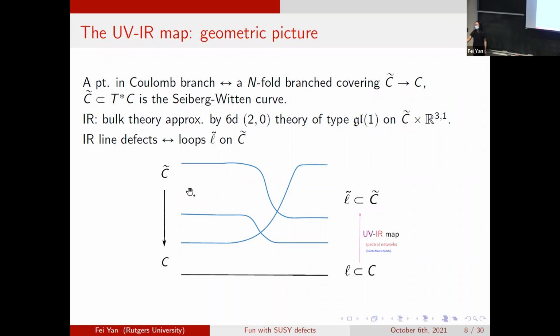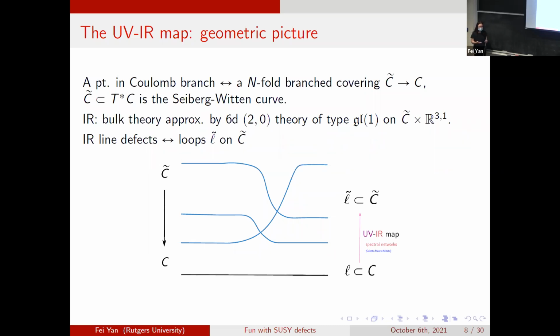Now, similarly, the line defects in the infrared theory will also correspond to loops on L tilde upstairs on this covering C tilde. So geometrically, this UV-IR map for line defects, I could interpret it as an algorithm or scheme which takes a loop downstairs on the Riemann surface and uplifts it to sums of loops upstairs in the covering C tilde separation curve. And classically, recall that this expansion has those integer coefficients. If you do this kind of geometric uplifting, you will be able to get those integer coefficients.